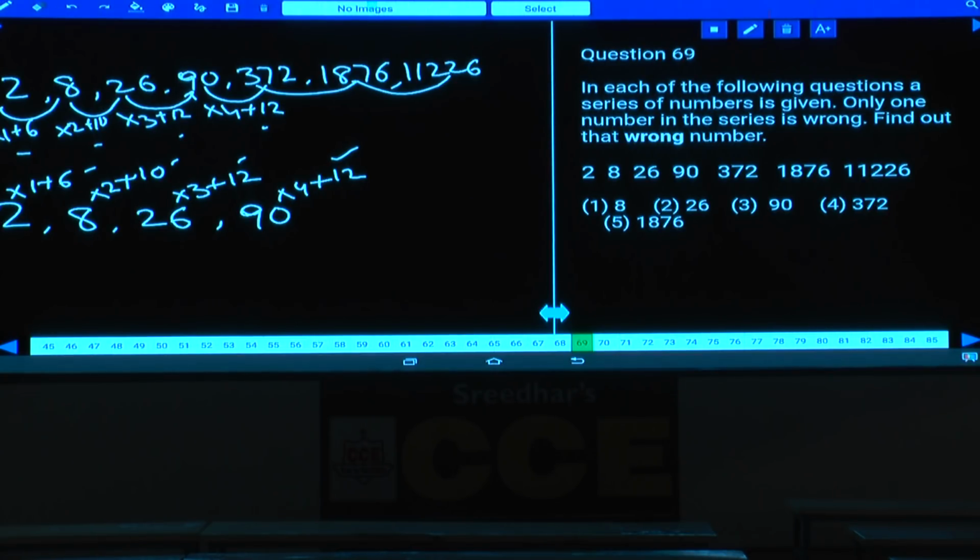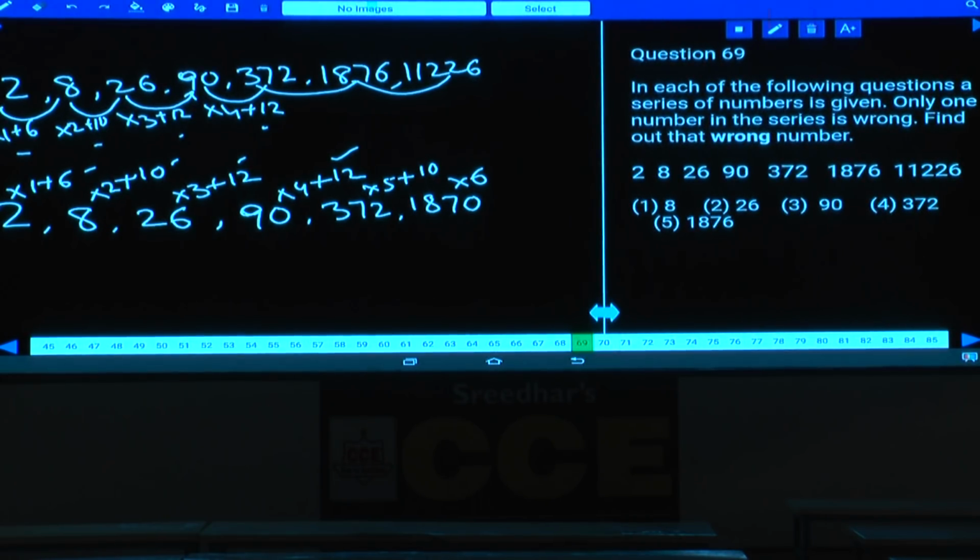Clear? Now 90 into 4 is how much? 360 plus 12, 372. Next one, 372 into 5. What is 372 into 5? 1860. 1860 plus how much? Plus 10. Plus 10 is 1870. Now this is 1870. Then what is the next number here? 1870 into 6. 1870 into 6 plus 6 will be 11226.